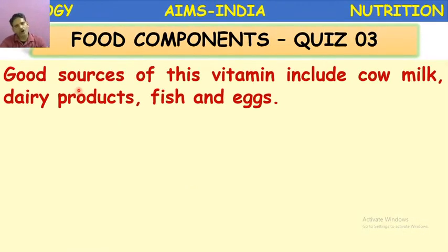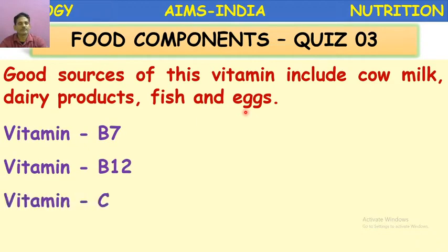Next question. Good sources of this vitamin include cow milk, dairy products, fish and eggs. Vitamin B7, vitamin B12, vitamin B2. Come on. Answer that question, children. Yes. Vitamin B7 or biotin. Biotin is present in cow milk, dairy products, fish and eggs.